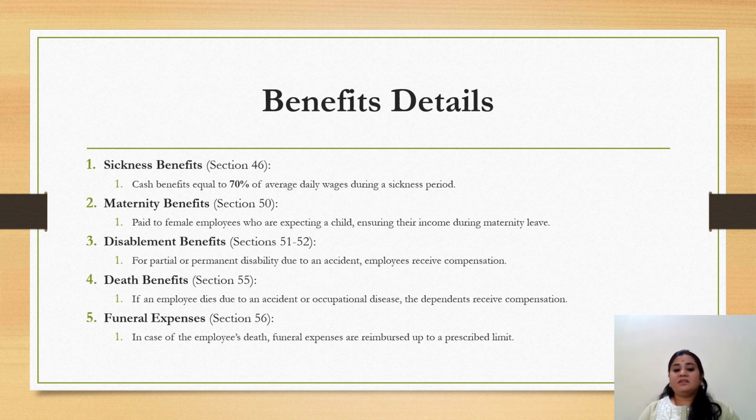Benefit details. Sickness benefits are approximately 70% of daily wages for up to 91 days. Then we have maternity benefits: paid leave for up to 26 weeks. Disablement benefits: compensation for temporary or permanent disability. Then death benefits: compensation to dependents in case of fatality. Funeral expenses up to a prescribed limit, reimbursement for last rites. So in this slide we have learned about the monetary and support benefits available under this Act.